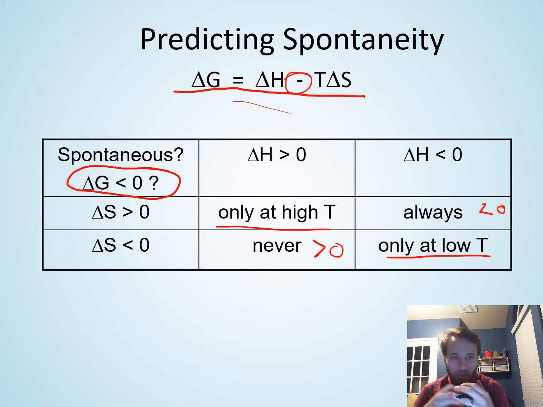And so yeah, it just depends on your chemical reaction, and whether the enthalpy increases or decreases, and whether the entropy increases or decreases. So it determines what temperature range your reaction is going to be spontaneous.